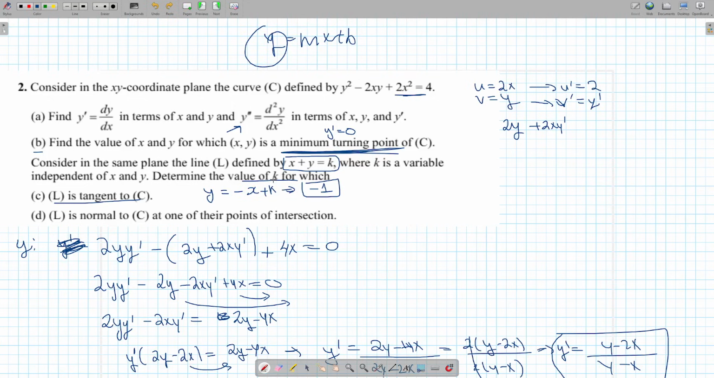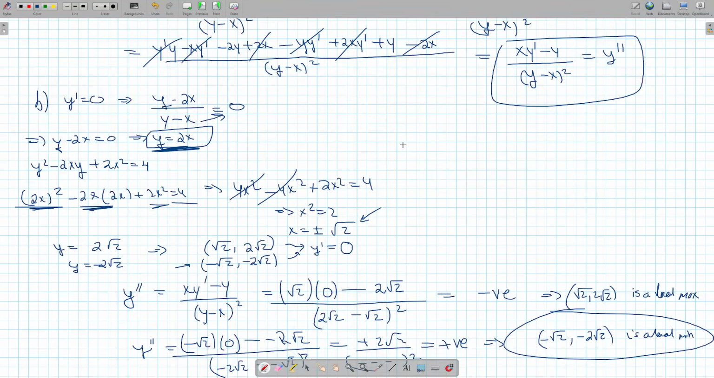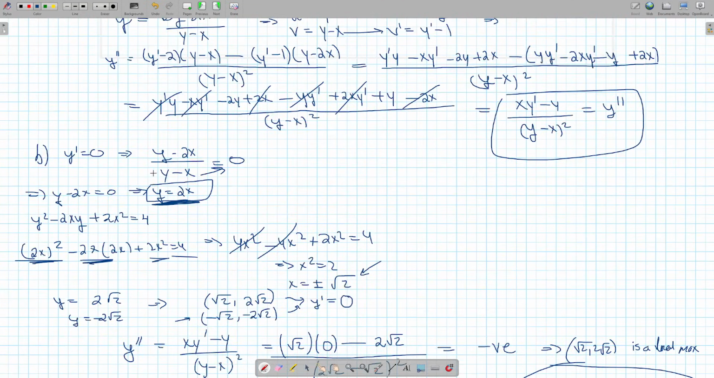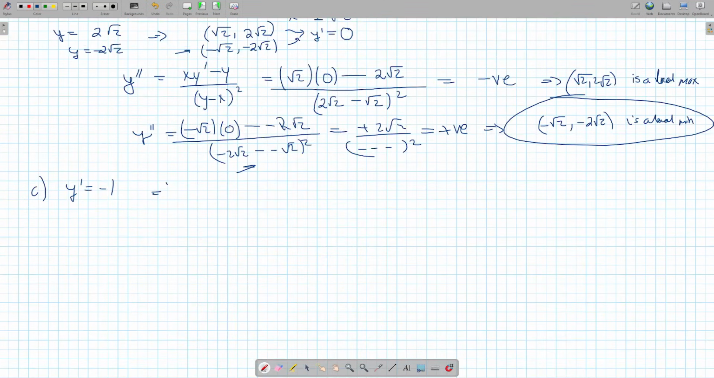Now I want to find the value of k. To do that, I need to find an x and y coordinate. Knowing that the slope of the tangent is negative 1, what does that tell me? If the slope of the tangent is negative 1, that means y prime is equal to negative 1. So let's go down to part C. y prime must be equal to negative 1. What's y prime? We found it over here: (y minus 2x) over (y minus x).